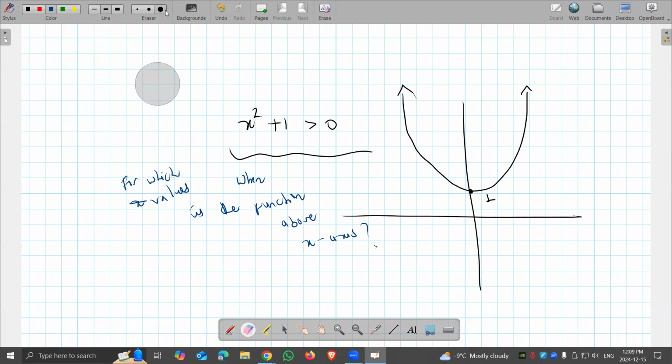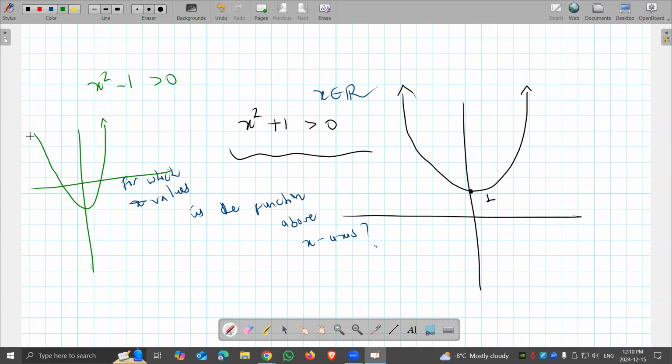So what's the answer to this question? For which x values is the function above the x-axis? For every x value. So the answer to this is going to be x is an element of the real numbers. What if it was x squared minus 1 greater than 0? So this is a plot of x squared minus 1.